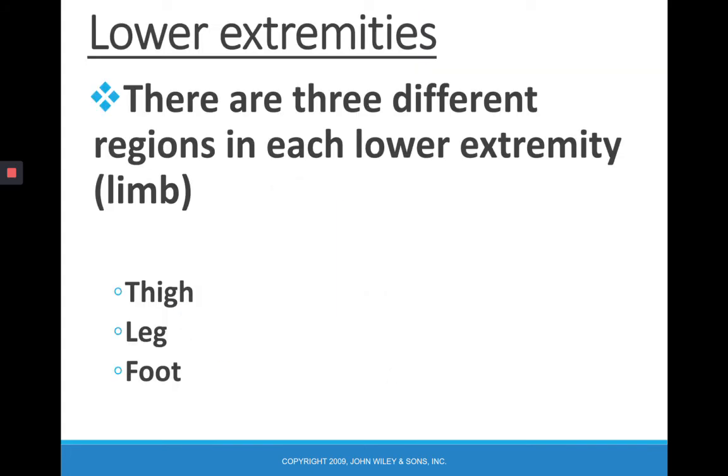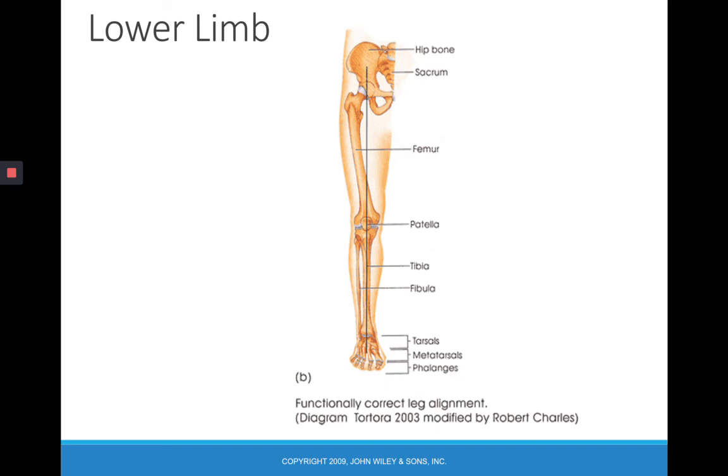Next, let's look at the lower extremities. So 3 different regions, just like we had 3 different regions for the upper limb. We have the thigh, leg, and foot. The thigh is formed by the femur, which is the largest long bone in the human body. In between the thigh and the leg, you have the patella. So that's a sesamoid bone anterior to the joint between the femur and the tibia. Then in the leg, you have the tibia and the fibula. The fibula is always lateral. The tibia is always medial.